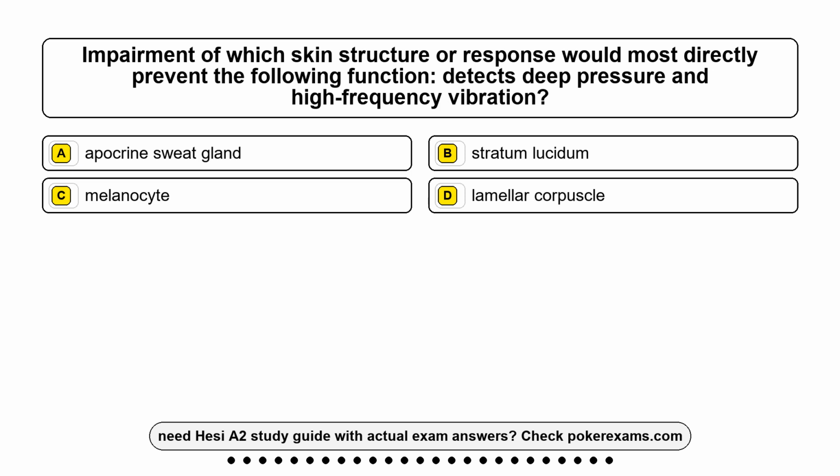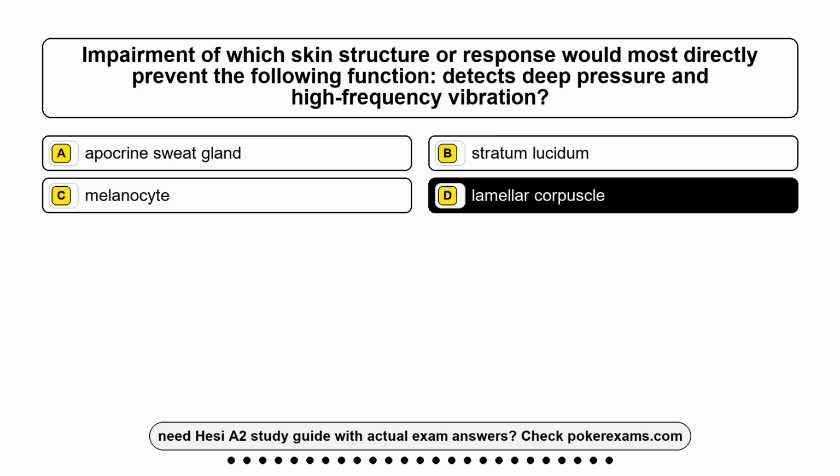Question 15. Impairment of which skin structure or response would most directly prevent the following function? Detects deep pressure and high-frequency vibration. Option A, apocrine sweat gland. Option B, stratum lucidum. Option C, melanocyte. Option D, lamellar corpuscle. The correct answer is option D, lamellar corpuscle.